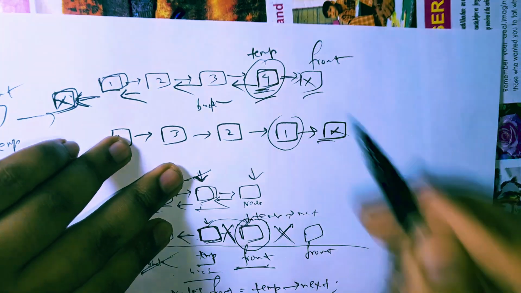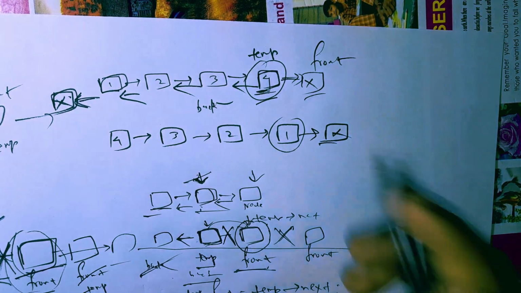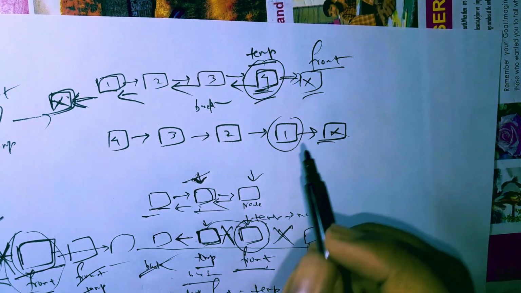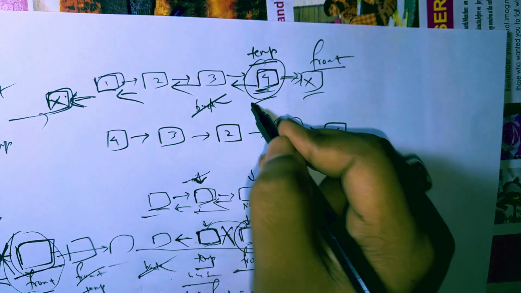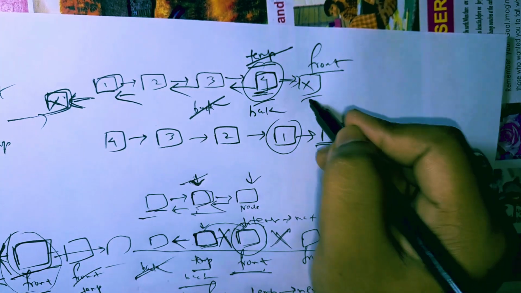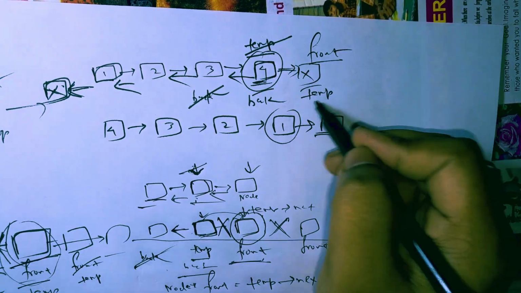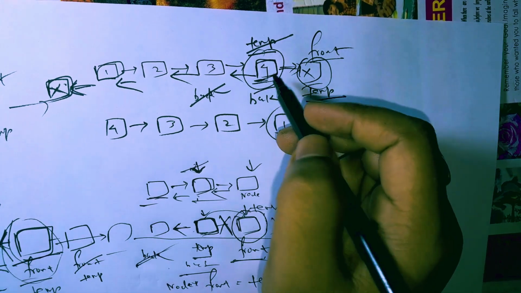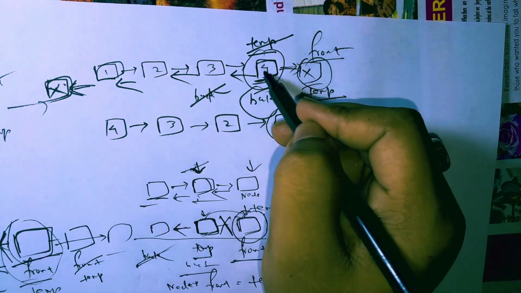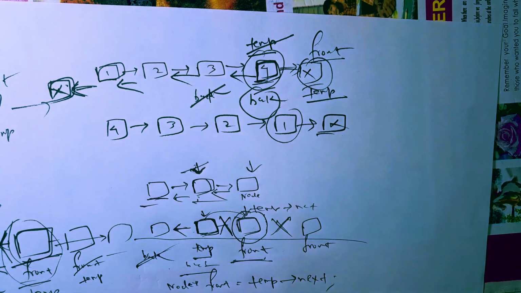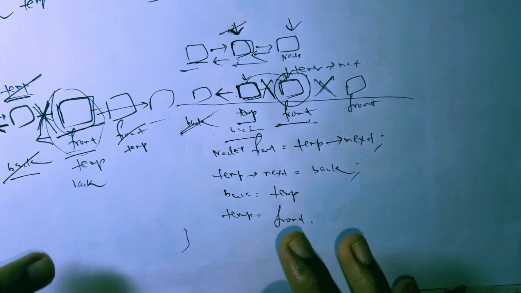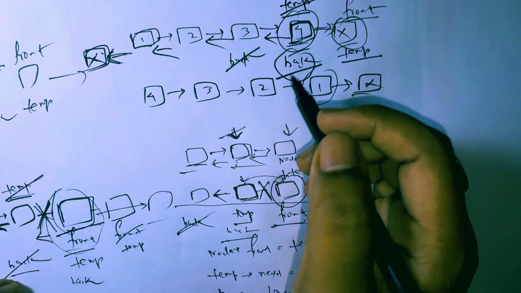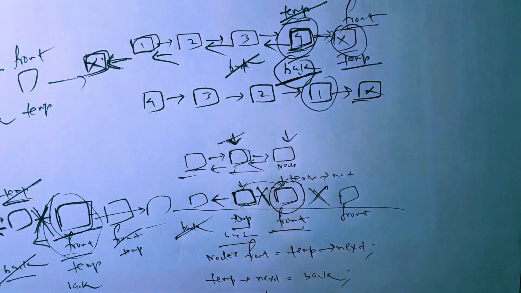My handwriting is not good, but you have to understand it. My temp is here, my front is here. After reversing my link list, what I have done, my back is here now, my temp is here now, which means my temp is pointing to null now, and my back is the last element of the link list. From this I can conclude that back is my last element of my link list. So after reversal, I will return my back.